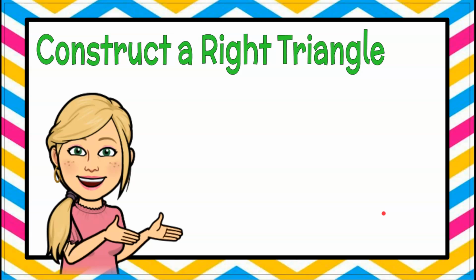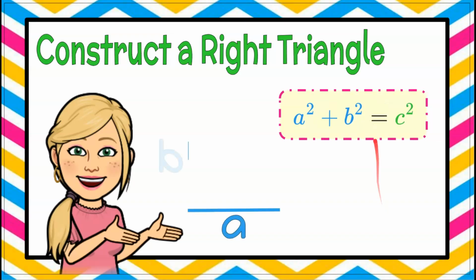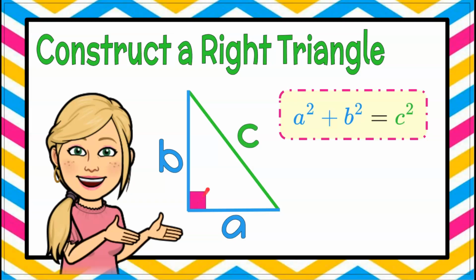It's the magic of math here, and today we're going to construct a right triangle where we understand, using the Pythagorean theorem, that a and b are the legs that form the right angle and c, the hypotenuse, is the side across from the right angle.